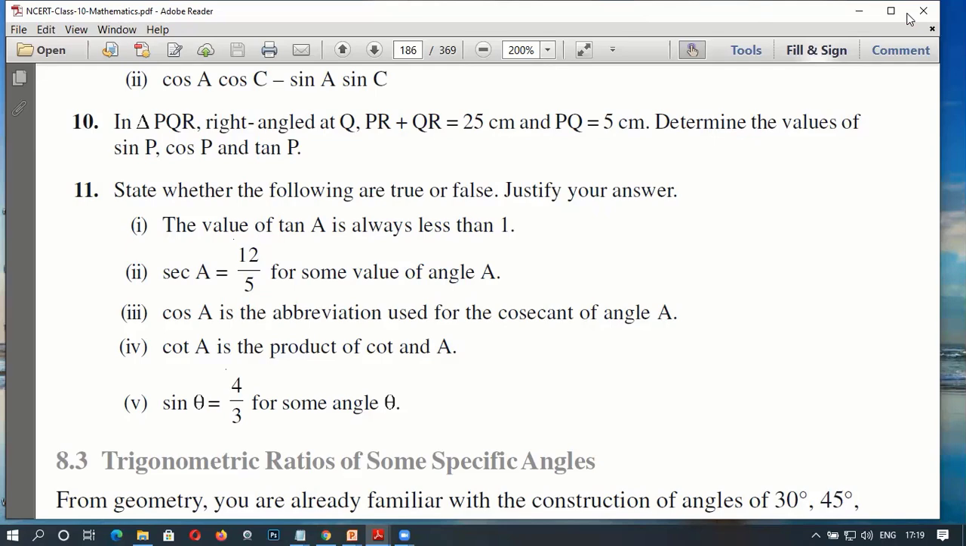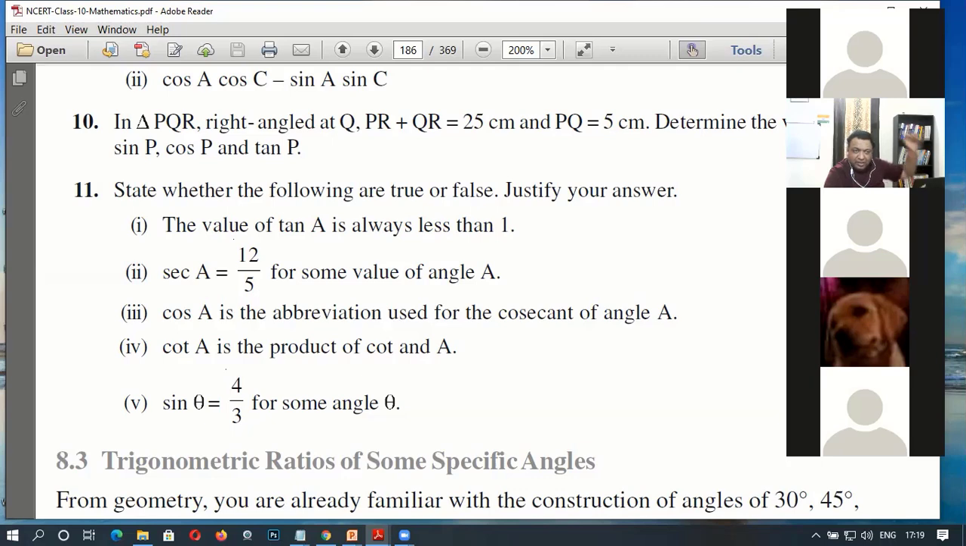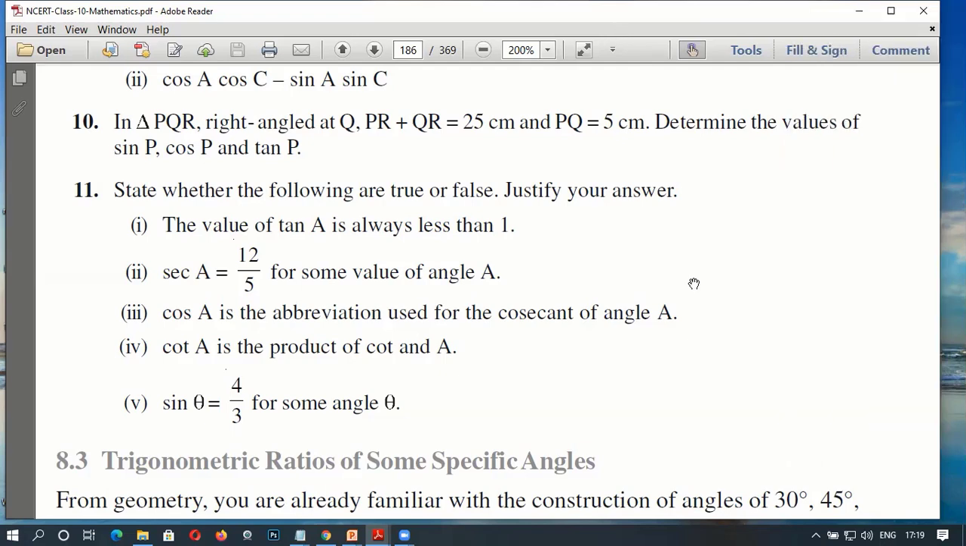Good. Question number 2. 11th part 2. Read it. I'll tell you who will solve it. Sec a is this for some value of angle a. Let's try Tanishka. Sec a will be 12 by 5. True or false? Can sec a be 12 by 5 or not? It can be. Explain why.